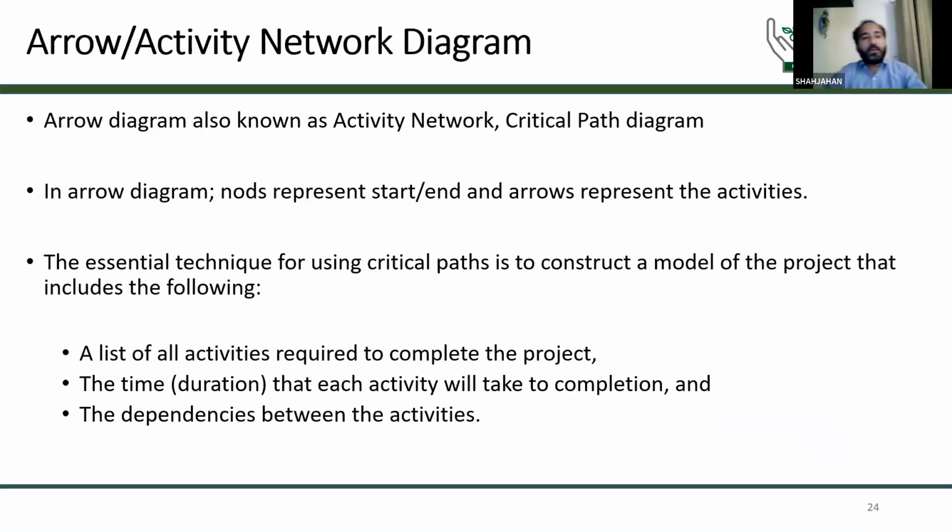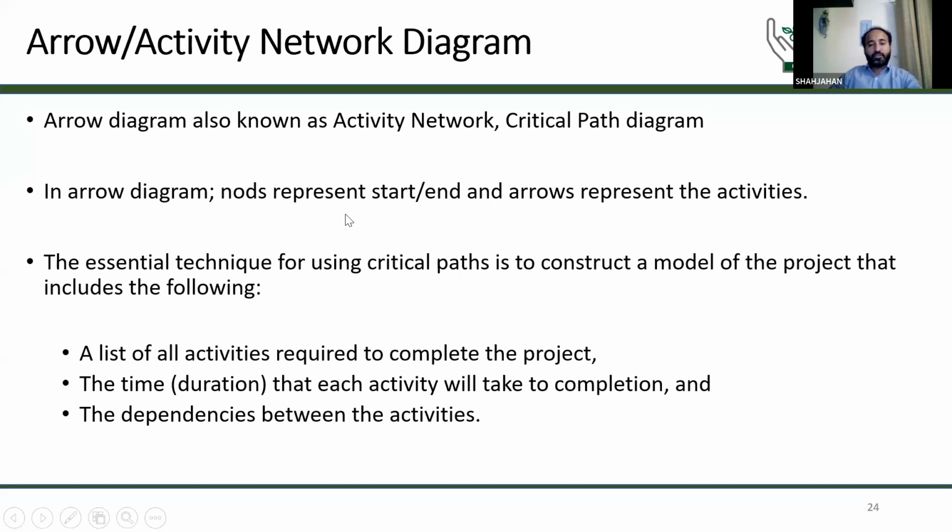The other graph is the arrow or activity network diagram. Arrow diagram, also known as activity network or critical path diagram. This is also very important. There are 2 or 3 terminologies sometimes for one tool. So you should remember this one, because in the exam maybe they will ask activity network or they will ask critical path diagram. So you should know all these terminologies of one tool.